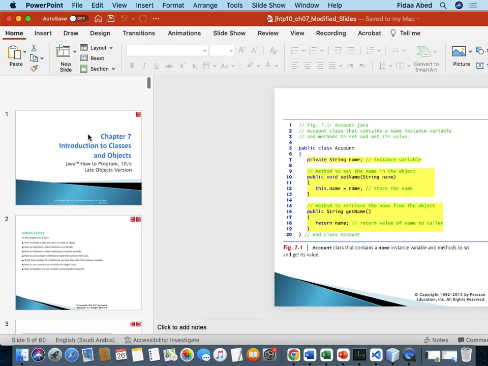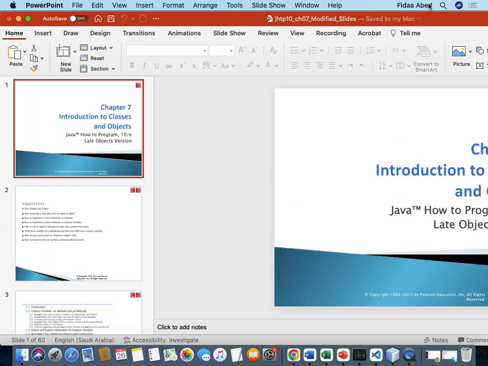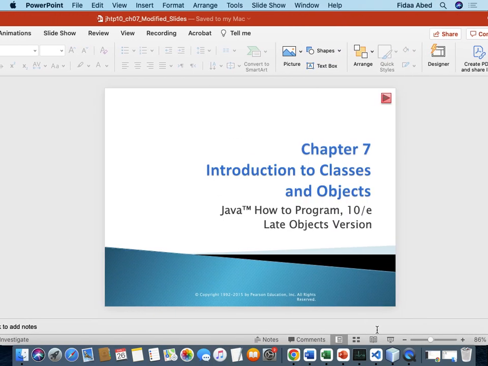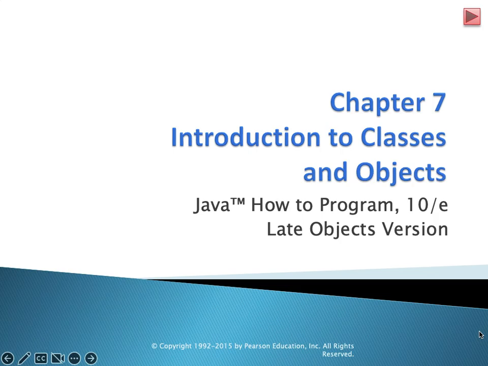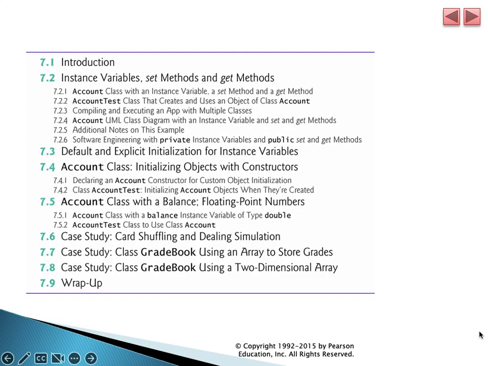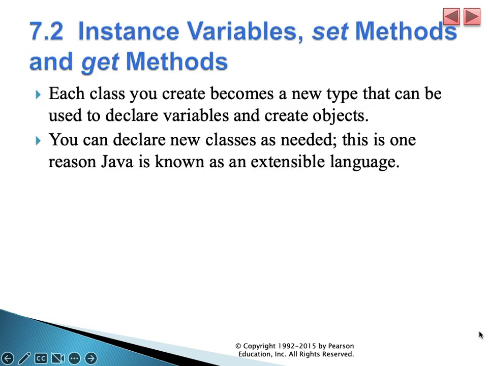So this is a summary of the past. This is chapter 7. We will talk first about the instance variable. I hope you know what an instance variable is. One example is balance. Set methods: the set balance is called a set method because it changes the instance variable. A get method, for example, is get balance, right?